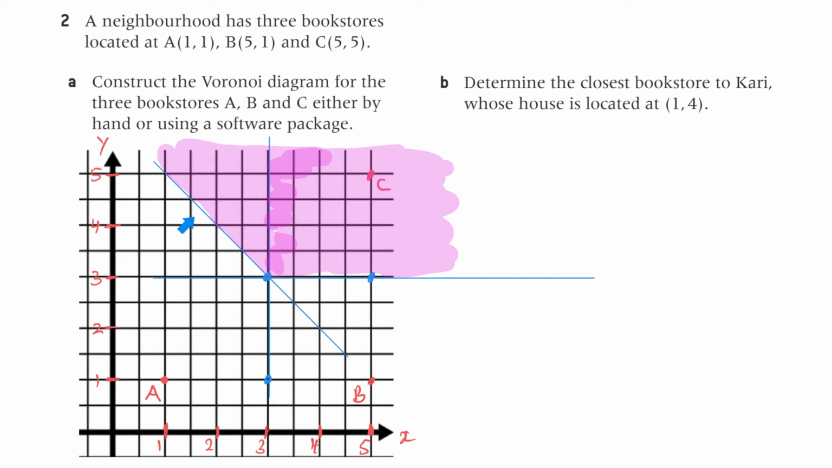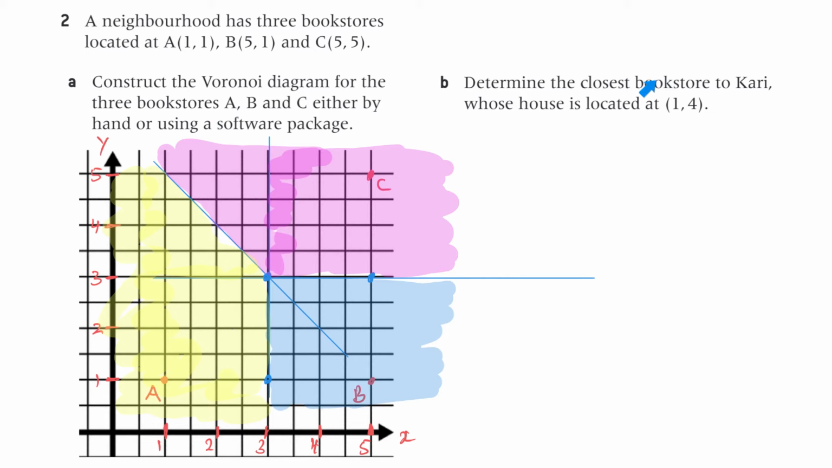Okay, and here, this area here is closer to A than it is to C. And this area here is closer to A than it is to B. This area here is closer to B than it is to A, and this area here is closer to B than it is to C. Okay, so that's our Voronoi diagram for this situation.